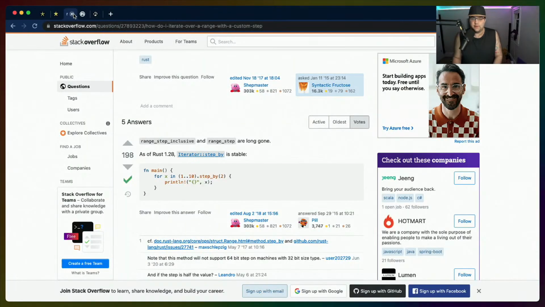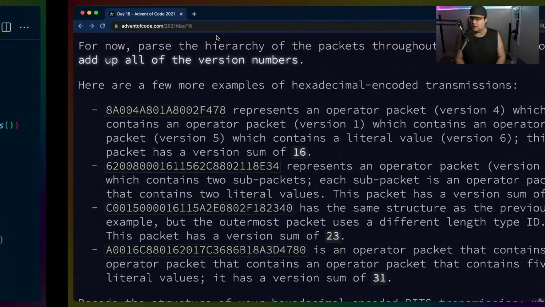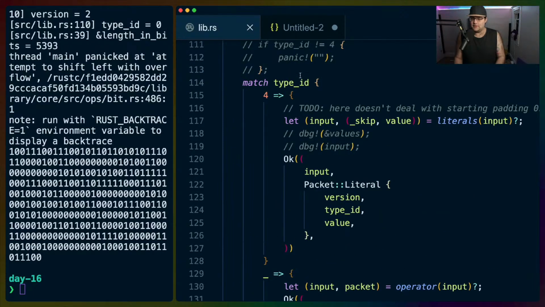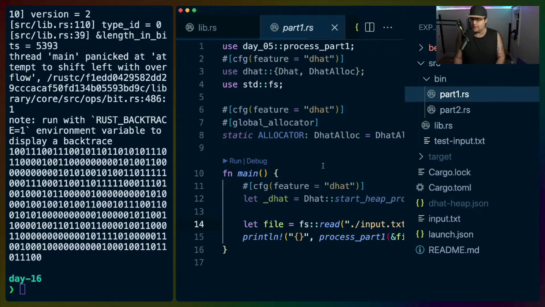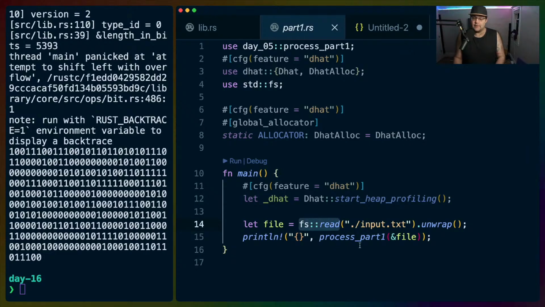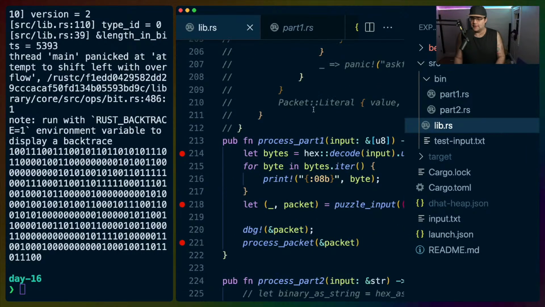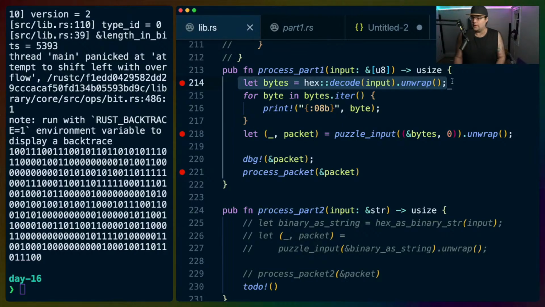But I can close out all of these windows. And we can see that I changed two interesting things as well. In part 1, we are now doing an fs.read, which gives us a byte slice instead of a read to string, which gives us a string slice. And then in lib.rs, in process part 1, we were doing a hex decode on the bytes to go from hex into binary. And then this is just a debug print for loop. And then we can throw in the byte slice with a starting offset of 0.